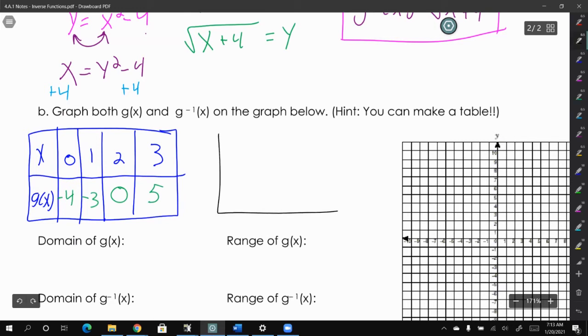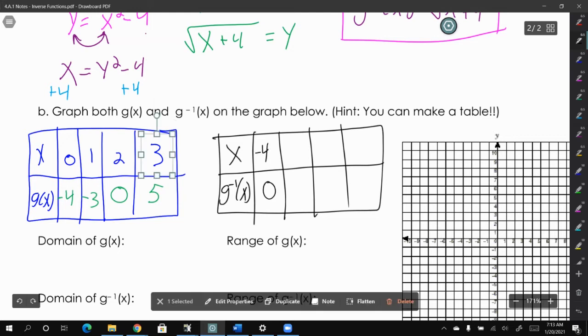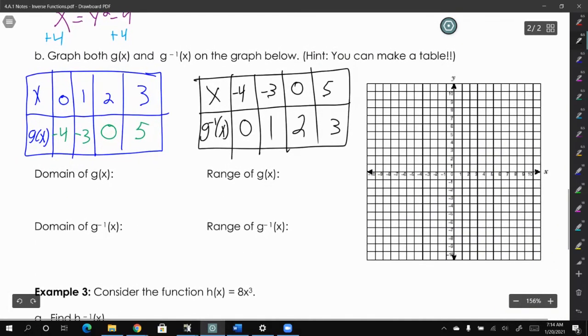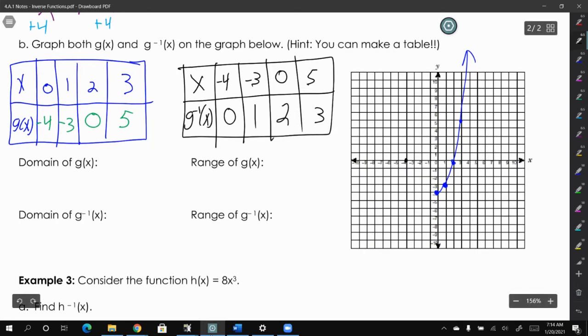So we can use that information to make a table for the inverse, because the inverse will just have the x and y coordinates switched. So it's going to become -4, 0, -3, 1, 0, 2, and 5, 3. So we can graph each of those. So let's go ahead and graph the blue one. 0, -4, 1, -3, 2, 0, and 3, 5. So this one is going to go up like that. Now, for the one in black, we'll graph that: -4, 0, -3, 1, 0, 2, and 5, 3.